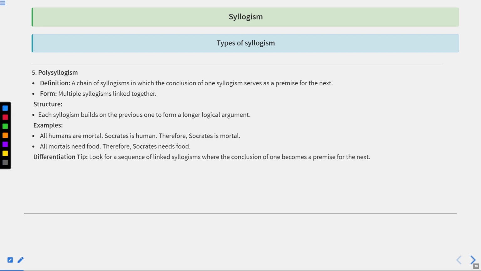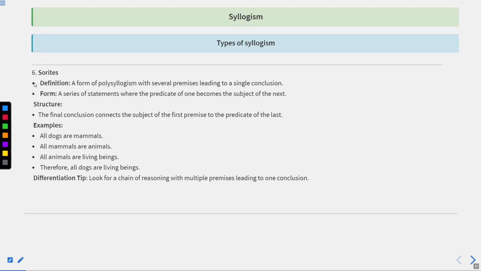Then we have polysyllogism, in which there is a chain of syllogisms where the conclusion of one syllogism serves as a premise for the next one. Then we have sorites, which we have studied, with a single conclusion. The first subject and the last predicate will be in the same conclusion. The conclusion connects the subject of the first premise to the predicate of the last.